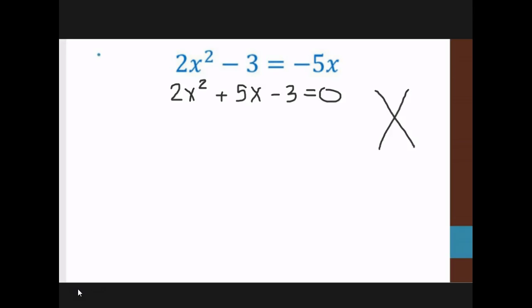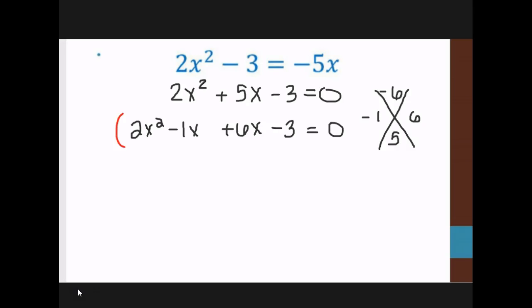Setting up my magic x, 2 times negative 3 is negative 6. So two numbers that multiply to negative 6 but add to 5. So that's one positive and one negative. So that'll be a negative 1 and a positive 6. Writing the negative 1 first makes factor by grouping just easier.